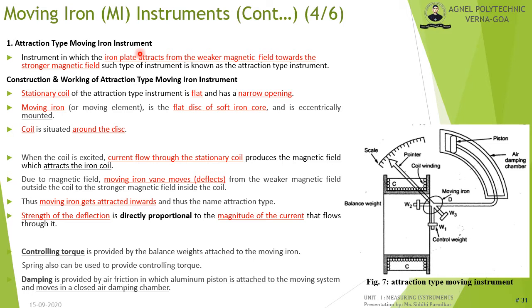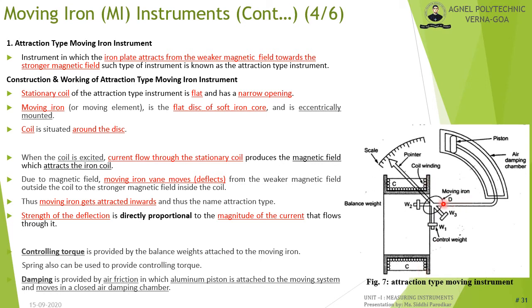Let us see the construction of the attraction type of moving iron instruments. There is a stationary coil which is flat and has a narrow opening. There is a moving iron or moving element, which is a flat disc of a soft iron core, and it is eccentrically mounted. The coil is situated around this disc. When the coil is excited, that is when the current flows through the stationary coil, it produces the magnetic field which attracts this iron disc.